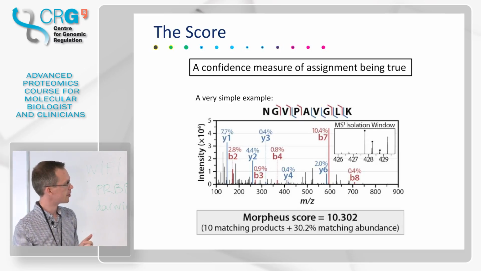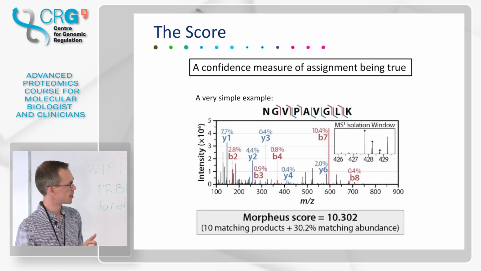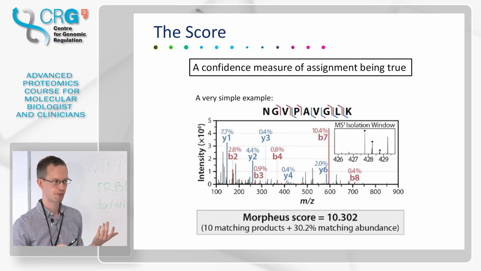I'll start out with the simplest, at least in my view. Here we found that this peptide actually matches this spectrum because there are a couple of matching fragments. You can see we have some y ions and some b ions. The percentage above is the intensity percentage of the total, so you have the intensity on this scale. This peak here is equal to 7.7% of the total. This is 10.4, et cetera.